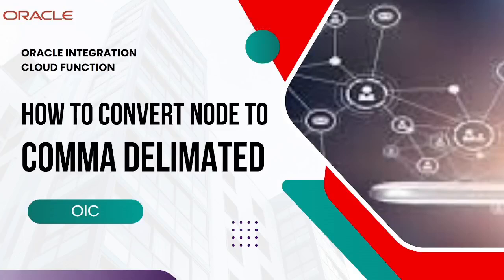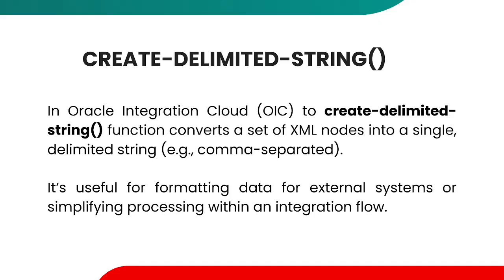Hello guys, welcome back. Today we are going to learn how to convert a node to comma-delimited in OIC. Here we have a dedicated function called create delimited string. In OIC, the create delimited string function converts a set of XML nodes into a single delimited string. It is very useful for formatting data for an external system or simplifying processing within an integration flow.